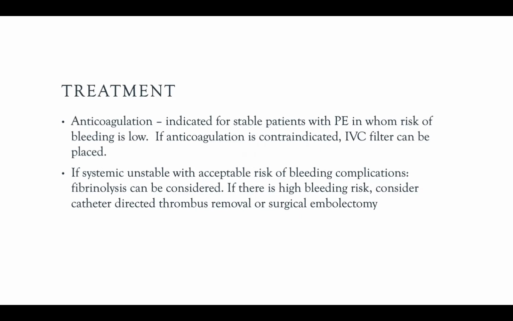But let's say this patient now starts to become unstable. If she had an acceptable bleeding risk, we can think about fibrinolysis or thrombolysis. But if there is a high bleeding risk, then we need to be more specific, and we can't give systemic thrombolysis. We probably need to think about whether she'd be able to receive catheter-directed thrombus removal, or maybe even surgical embolectomy, or catheter-directed thrombolysis, to minimize systemic bleeding risk.